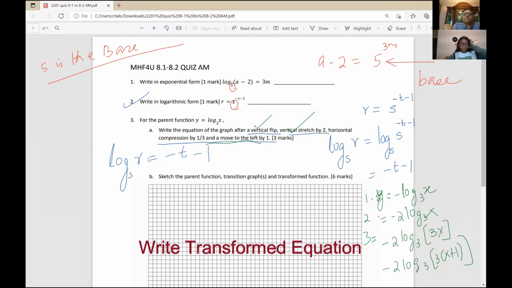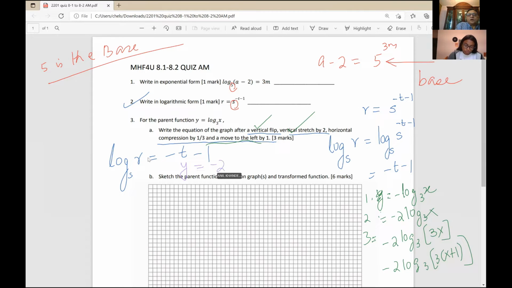So let me write down the final equation now. So we have y equals minus 2 log to the base 3 of 3 times x plus 1. Is that clear to you? Mm-hmm. So that becomes our answer. You have understood all these steps, right? Yeah, and the 3 should always be on the outside, right? Factor it out. So factor 3. Very good.